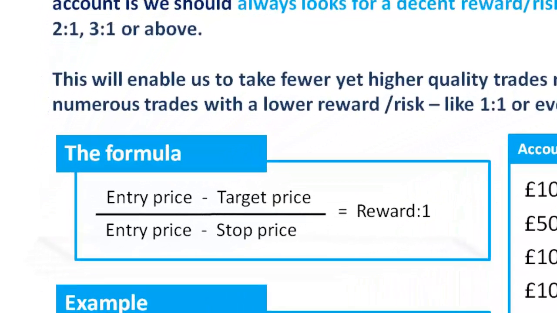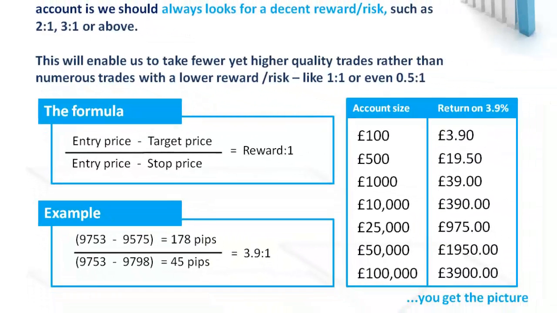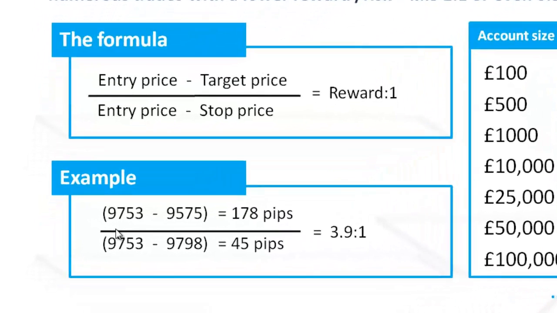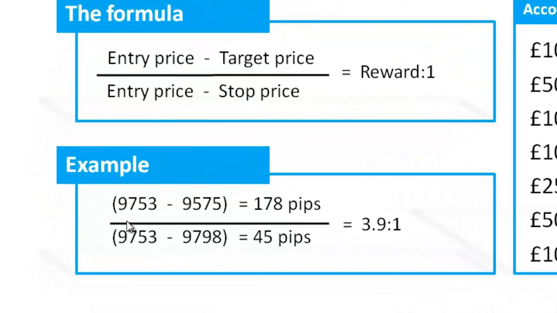Now here's the formula if you want to work out your reward to risk. We've got entry price, take away target price, over entry price, take away stop price. So if we look at this example here, if we've got an entry of 97.53 and our target price of 95.75, giving us a difference of 178 pips, over the distance between our entry price and our stop loss, which is 45 pips in this case. So 178 divided by 45 is 3.9.